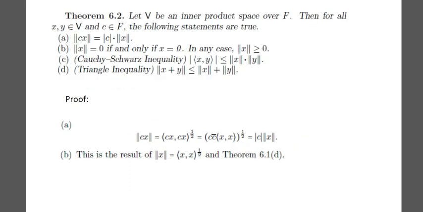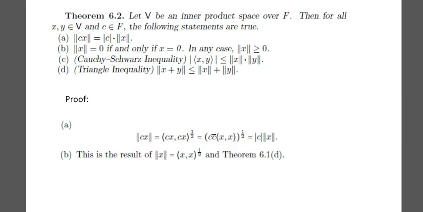Next theorem, let V be an inner product space over F. Then for all x, y in V and c in F, the following statements are true. Norm of cx is equal to mod c into norm x. Second, norm x is equal to 0 if and only if x is equal to 0. So this norm x must be greater than or equal to 0. Third is the Cauchy Schwarz inequality, that is mod of inner product of x comma y is less than or equal to norm x into norm y. And fourth is the triangle inequality, that norm of x plus y is less than or equal to norm x plus norm y. So let us see the proof.